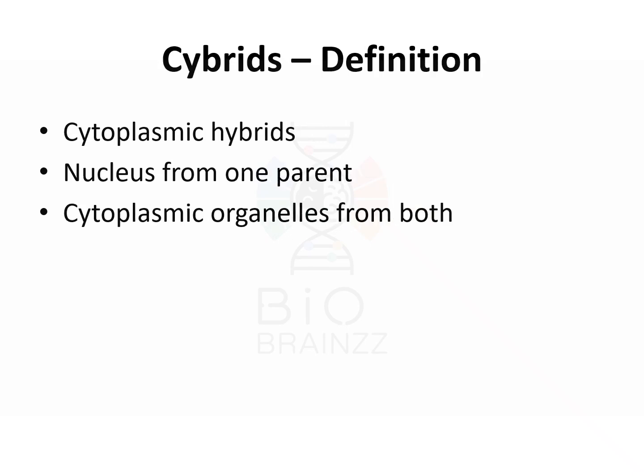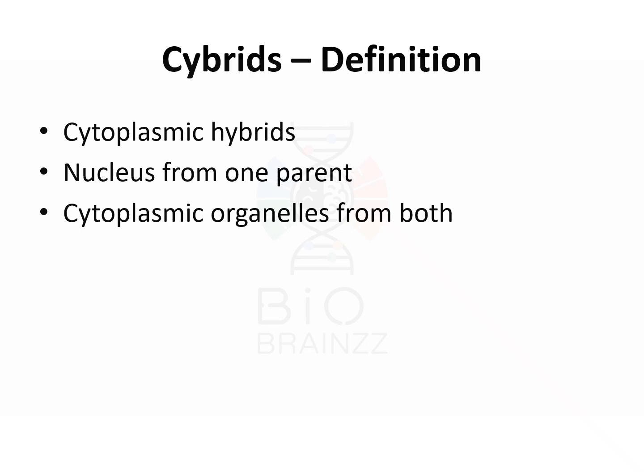Cybrids or cytoplasmic hybrids are a special type of hybrid cells in which the nuclear genome originates from one parent, but cytoplasmic organelles such as mitochondria and chloroplasts come from both parents. In other words, nuclear inheritance is uniparental, while cytoplasmic inheritance is biparental. This type of hybridization allows transfer of cytoplasmic traits without mixing nuclear genomes.